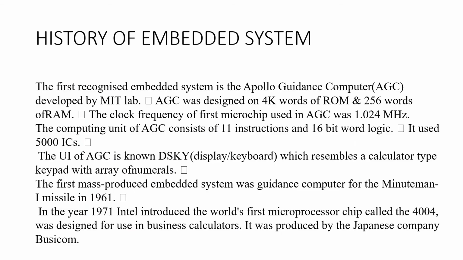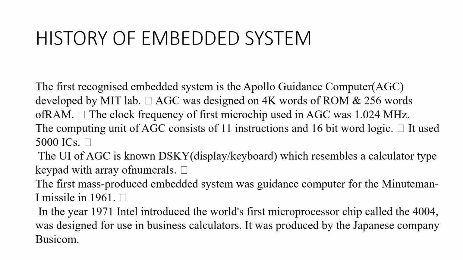Next we go to the history of embedded systems. Where did the embedded system start its history? History is nothing but its birth. How did the birth of the embedded system take place? The embedded system was first recognized in the Apollo guidance computer. It was developed by the MIT lab. MIT is a very famous lab in the US. They did small applications using this embedded system.